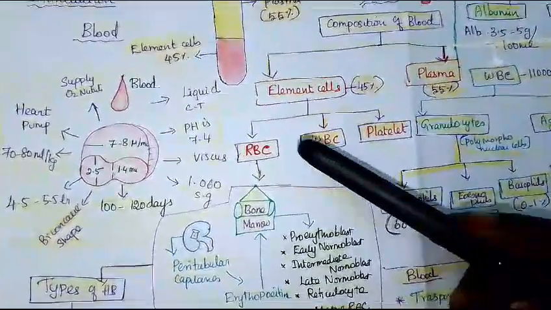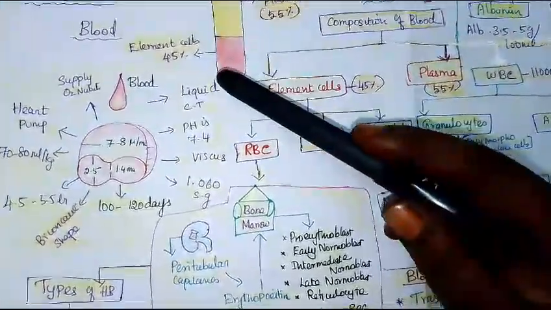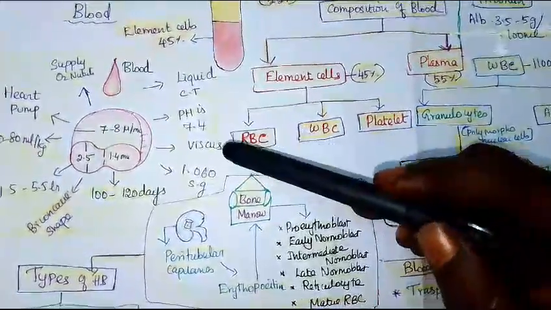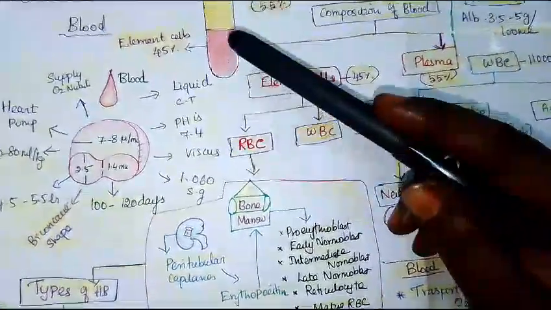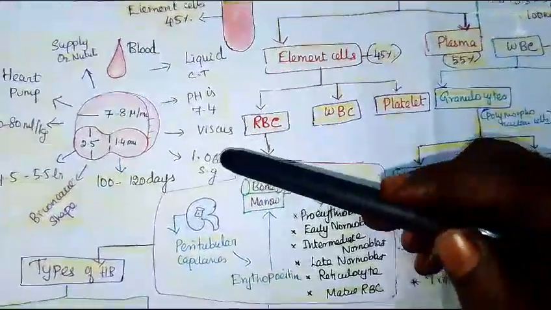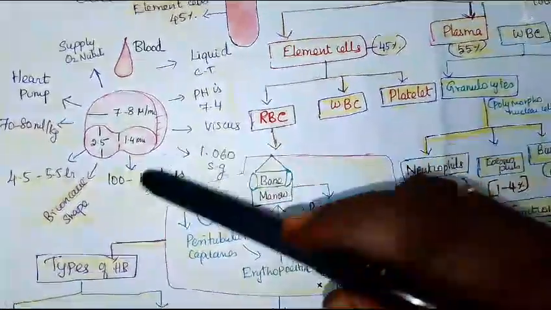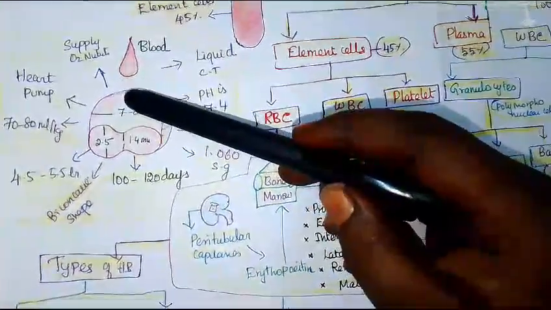Okay. Blood is a, what is this? Blood is a liquid connective tissue. Okay. And pH is 7.4. It is a viscous fluid because the plasma is there. We'll see how much amount there is, and specific gravity is about 1.060. And what are the main functions?